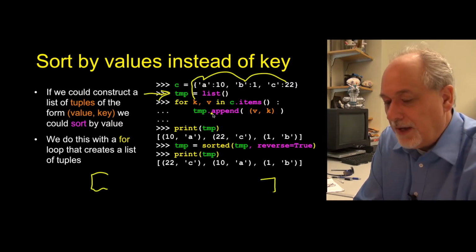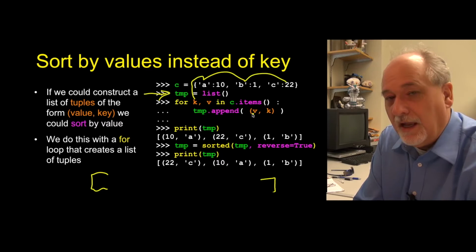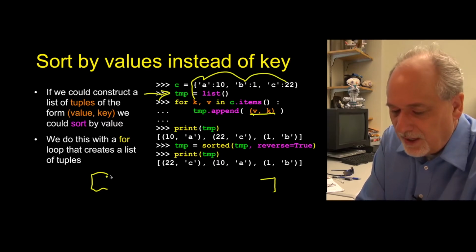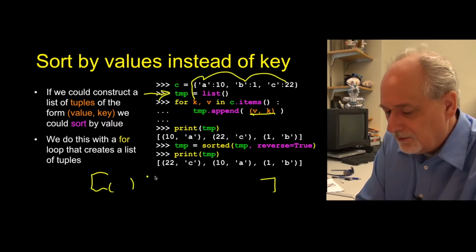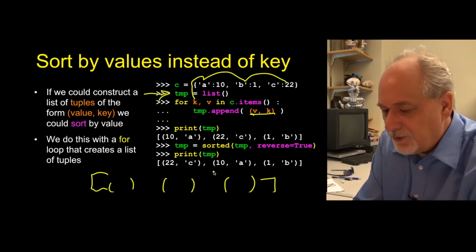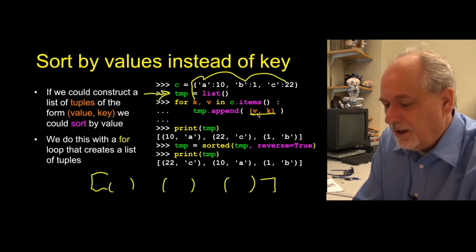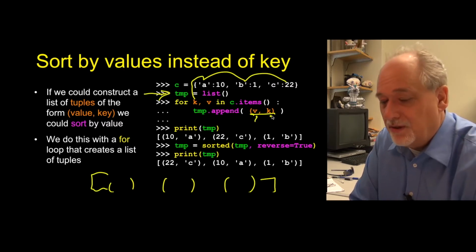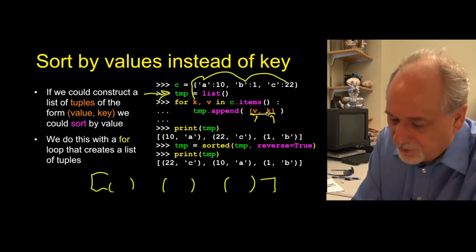And we are going to append to that list a tuple. So this is going to be a list of tuples, except we're not going to append them in key value order. We're going to flip them and append the first part of the tuple as the value and the second part as the key. So we end up with this.